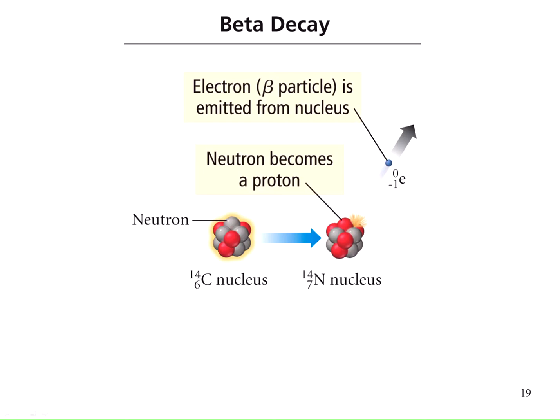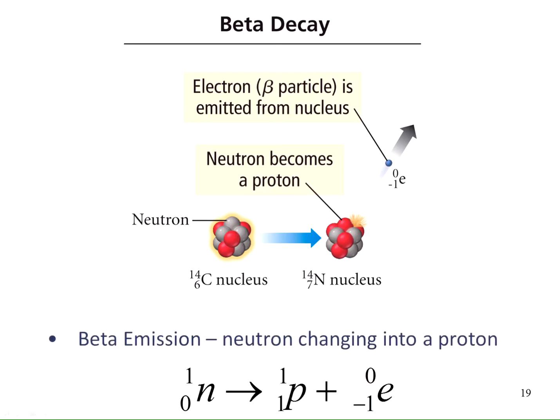For example, if we're looking at a carbon-14 nucleus and we eject a beta particle, so that electron comes out of the nucleus, the mass number stays the same. But what happens is a neutron becomes a proton. So the atomic number increases by 1, but the mass number stays the same. Again, beta emission is a neutron changing into a proton, and it's ejecting an electron from the nucleus.